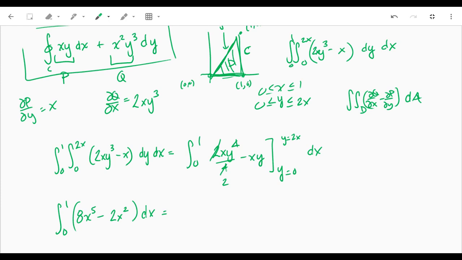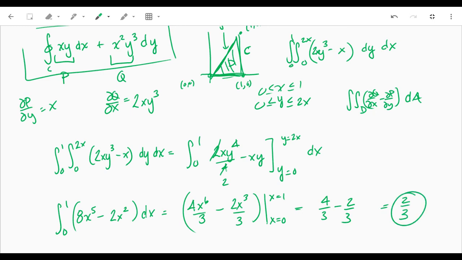Okay, and now integrate this: 8x to the 6th over 6, so 4x to the 6th over 3, minus 2x to the 3rd over 3, evaluated from x equals 0, which would just give me zeros, to x equals 1, which is nice and easy. So I have 4/3 minus 2/3, which is 2/3. And there you go. Much easier, right? I guess not much easier, but less work.